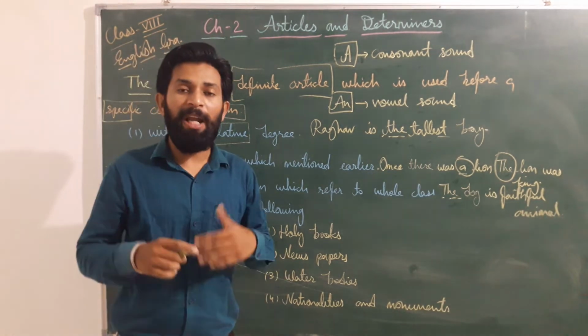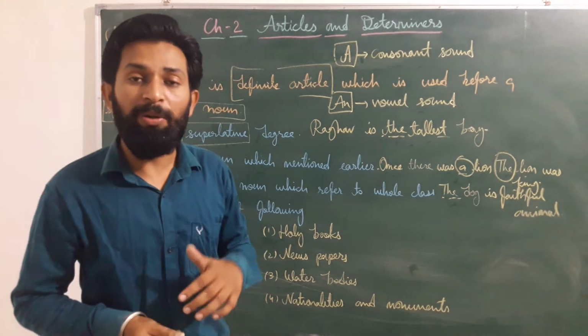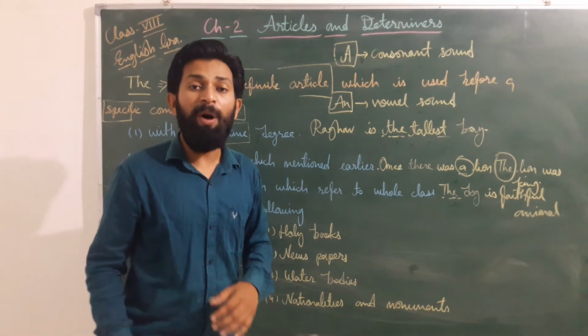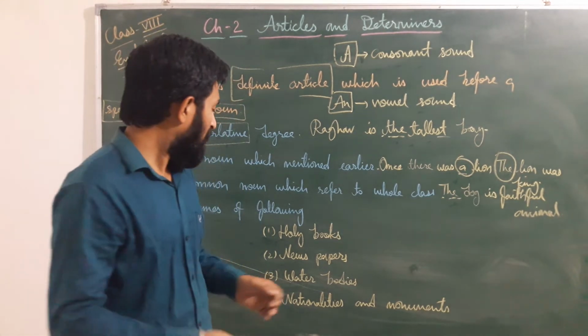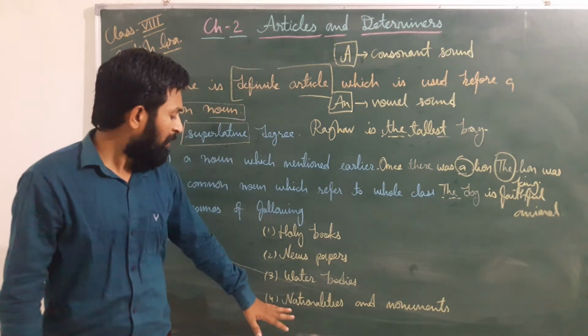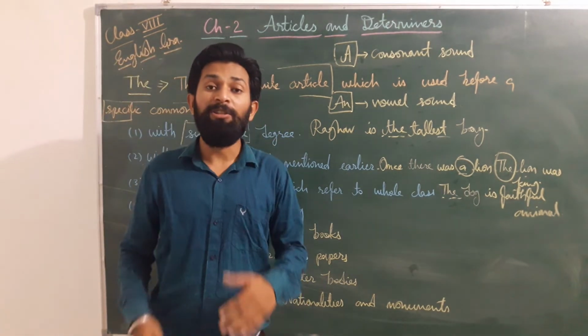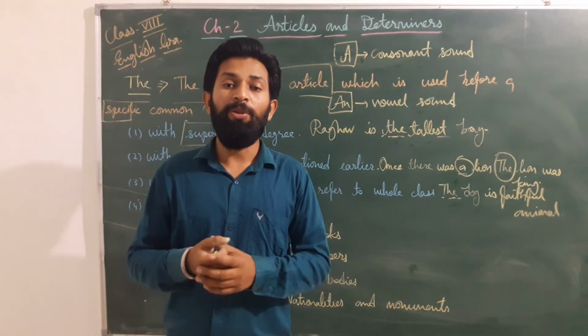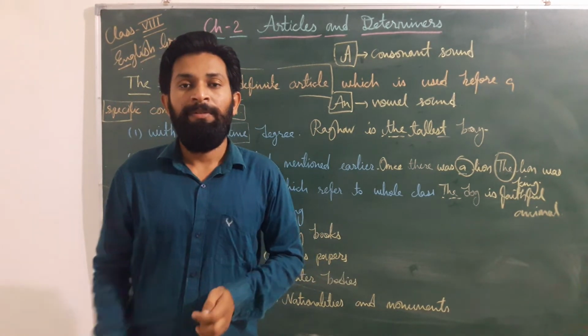Newspapers: if any newspaper name is mentioned in a sentence and you are asked to fill in the articles, then you have to use "the". Before water bodies, meaning if the name of a river is there, you have to use "the". Nationalities: if any nationality's name is there, then you have to use "the". If any historical monuments or such monuments are mentioned, then also you have to use "the".